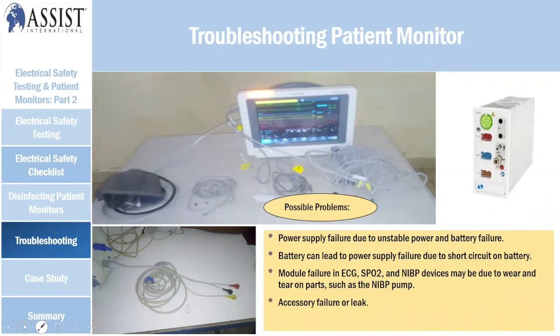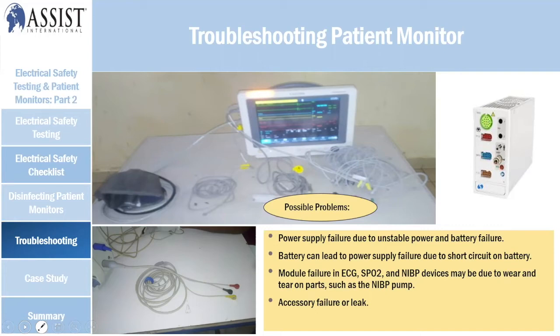Because that can lead to damage of the power supply. Module failure, like NIBP or ECG, may be due to wear and tear of parts inside, such as the NIBP pump, which may lead to failure. So the best thing is to check or replace the parts. Sometimes you need to replace the module, depending on the condition.